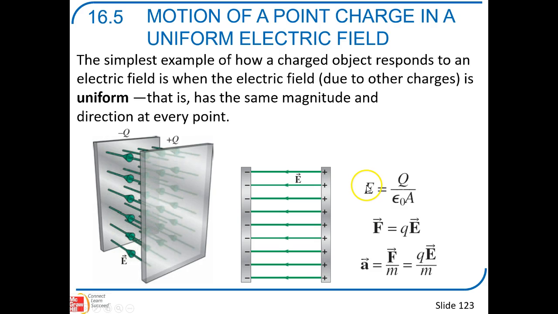Hey, this is Horner. We're going to look at 16.5. This is motion of a point charge in a uniform electric field.